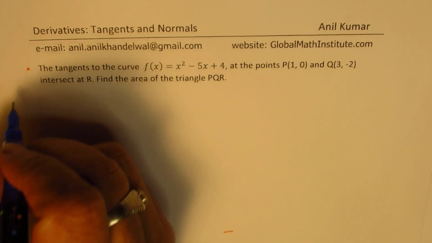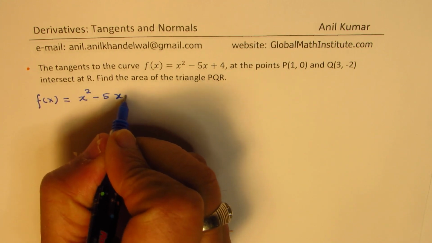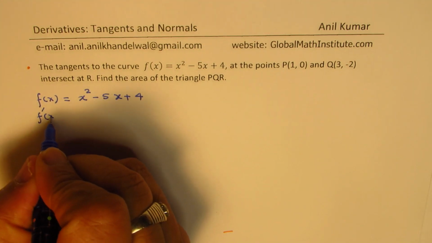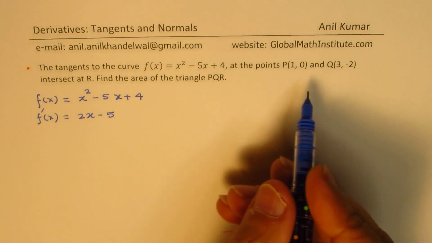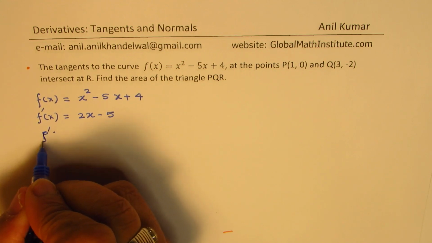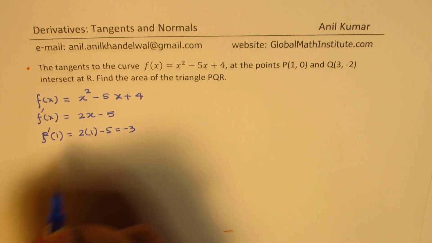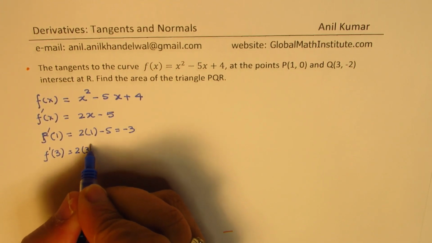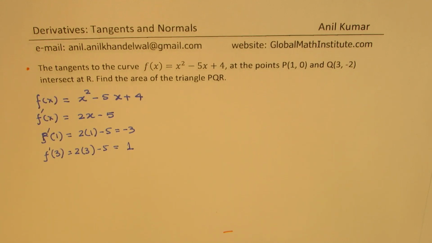So we are given the function f of x equals x squared minus 5x plus 4. To find the tangent's equation, we first have to find the slope at the given point, right? So let's find the derivative first. The derivative of this function is 2x minus 5. Now at point P, the x value is 1, so let's find the derivative at 1. Substituting 1 here, we get 2 minus 5, which is minus 3. And the derivative at 3 will be 2 times 3 minus 5, where 6 minus 5 is 1. So we get the derivatives at these 2 points.